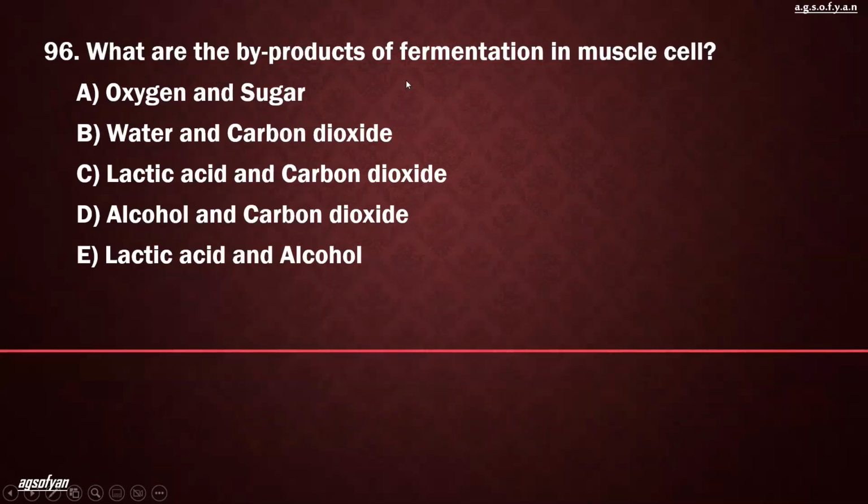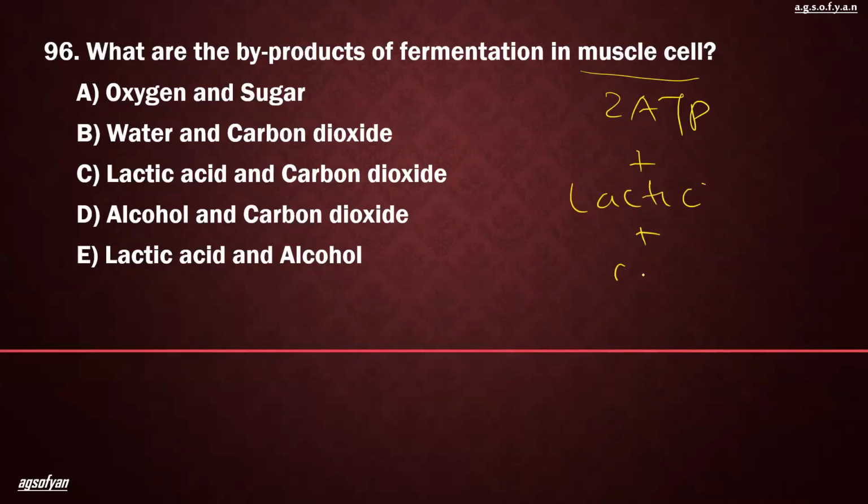What is the byproduct of fermentation in muscle cells? Muscle cells will produce 2 ATP, and there are byproducts, which are lactic acid and carbon dioxide. So which one is the byproduct for muscle cell fermentation? Lactic acid and carbon dioxide.